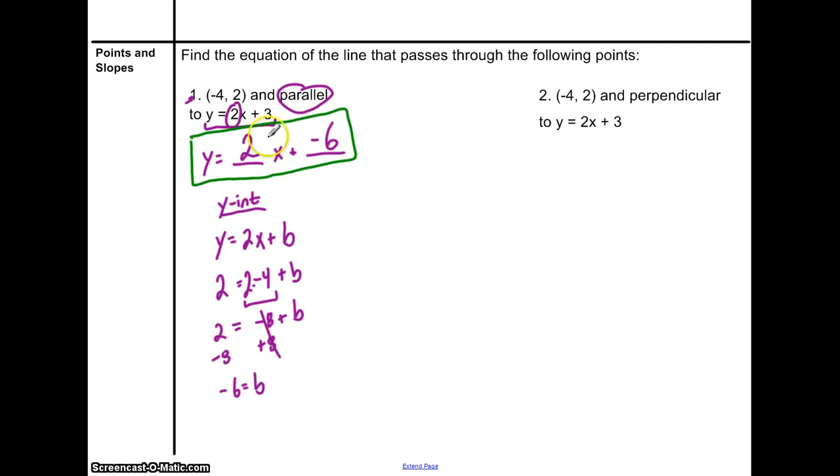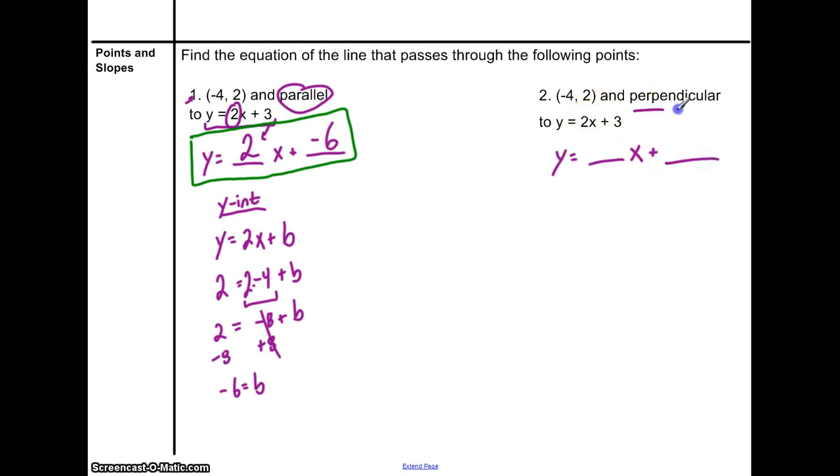Again, we got the slope because we know that the two lines are parallel and they'll have the same slope, 2, and we got the -6 by using the process we learned before to find the y-intercept. Let's start 2 together and then I'll have you finish on your own. If we wanted to create a line that goes through (-4, 2), but is perpendicular to y equals 2x plus 3, well, let's think. Again, we're going to need a slope and a y-intercept.